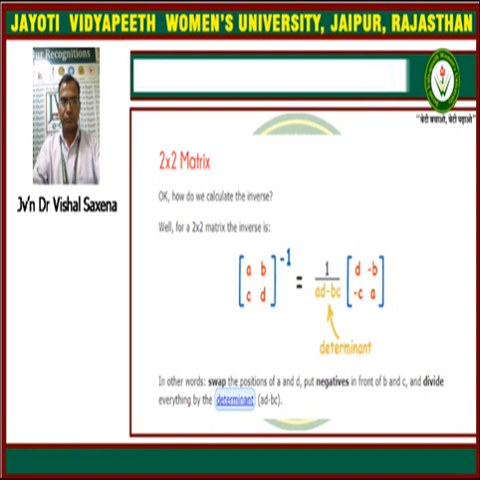The adjoint of the matrix can be obtained by taking the transpose of its cofactor matrix. First we have to find the cofactor of each and every element, then write them in matrix form, then take its transpose. Next we can find A inverse by taking the matrix of cofactors with transpose divided by the determinant, and this is called A inverse.